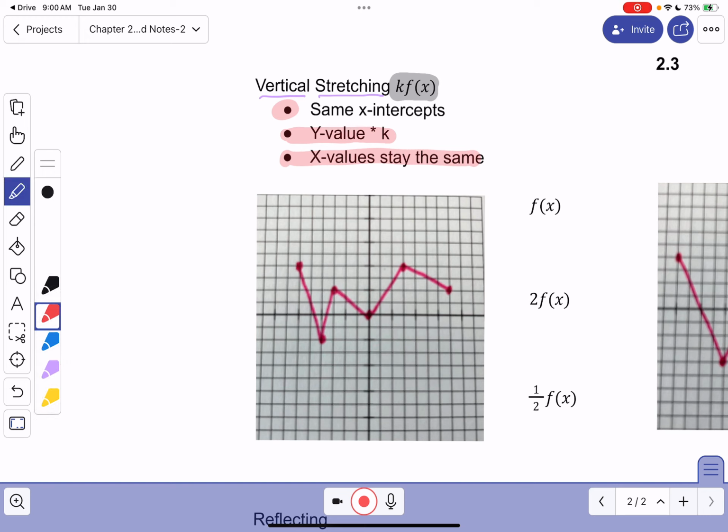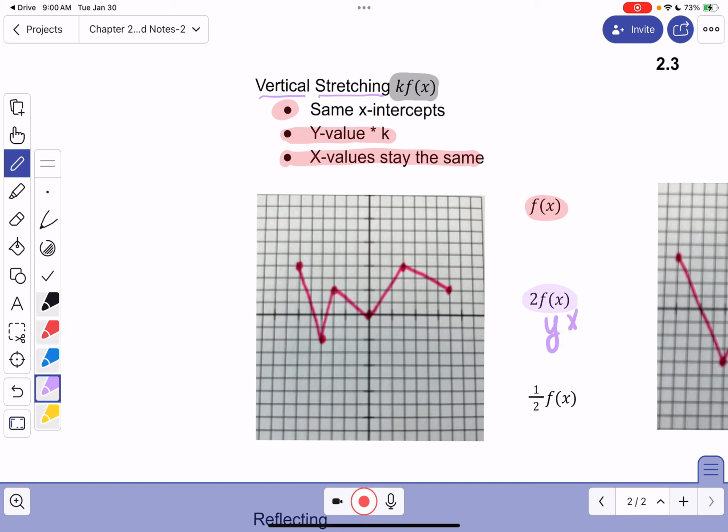So f of x is this red line right here. 2f of x means we take every y value and multiply it by 2. So on a graph, we'd say, hey, the y value of this point is 4. 4 times 2 is 8, so we would stretch it to 8, keeping the x the same. The second point here, our y value is negative 2. Negative 2 times 2 is negative 4, so we would stretch it to negative 4.